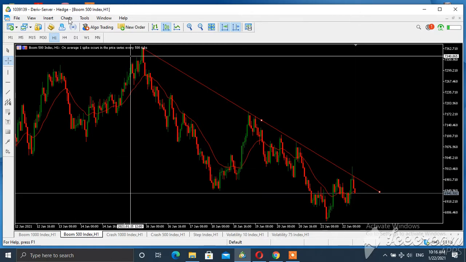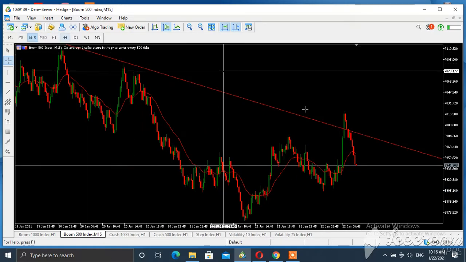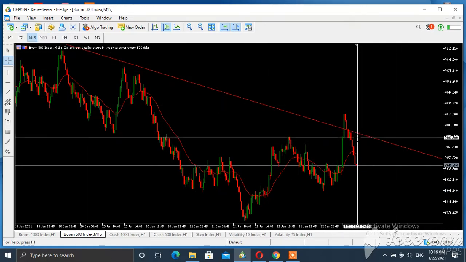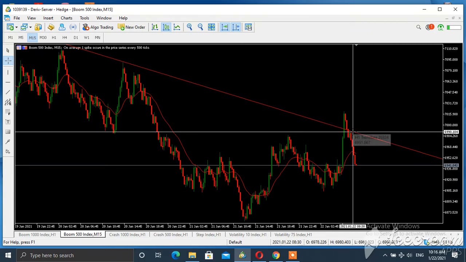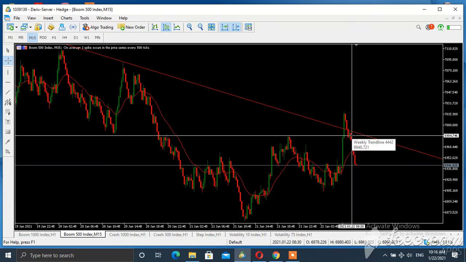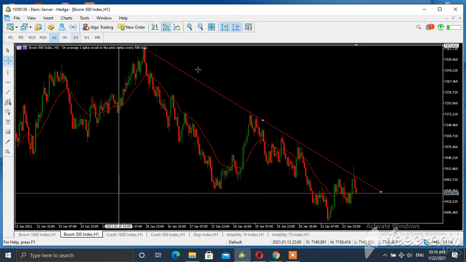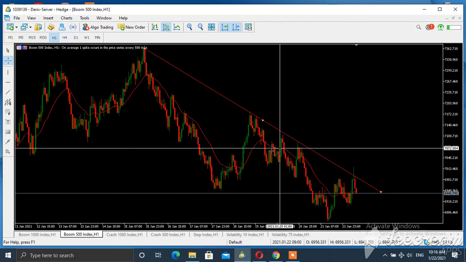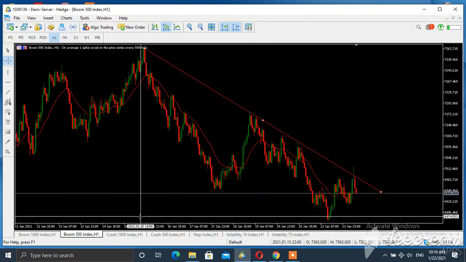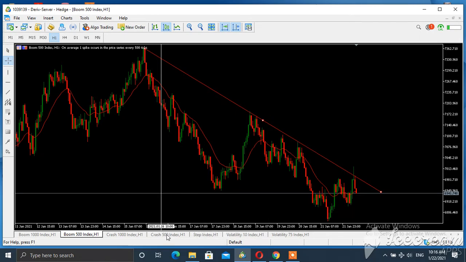Let me go to the M15 and show you. Look at this M15. It formed a candlestick pattern, which is a bear cross here. So you must identify your market trend. Let me go to Crash 500 for you.